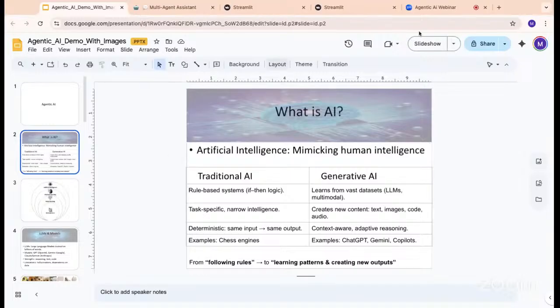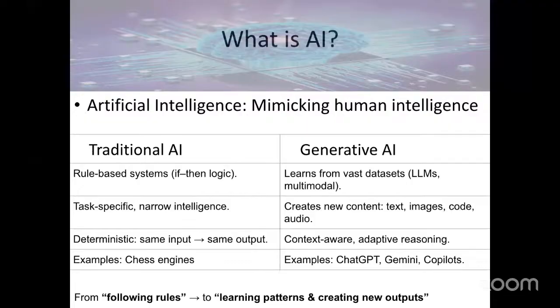So yeah, what I was talking about was traditional AI. This traditional AI is the rule-based system where, suppose I am going to say, do something. If that is correct, then I will do this. If that is incorrect, I will do another thing. So it was very task specific, having only narrow intelligence, like 2 plus 2 will always give 4. Same input, same output. 2 plus 3 always gives 5. This kind of thing. Example like chess.